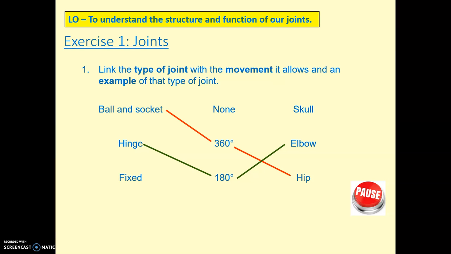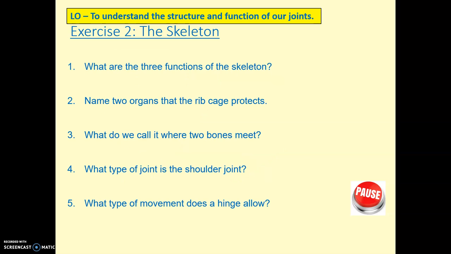And the third and final one, fixed, and that is no, it cannot move because it is fixed in position. An example being your skull. So your skull is an example of a joint, but one that cannot move at all. Okay, so give yourself a mark out of 6 there. Hopefully you got 6, 5, or even 4. That's fantastic. 1, 2, or 3, let's push for that improvement.